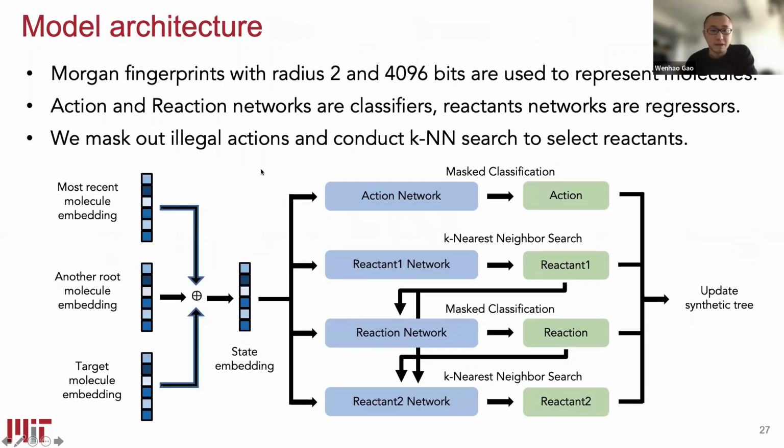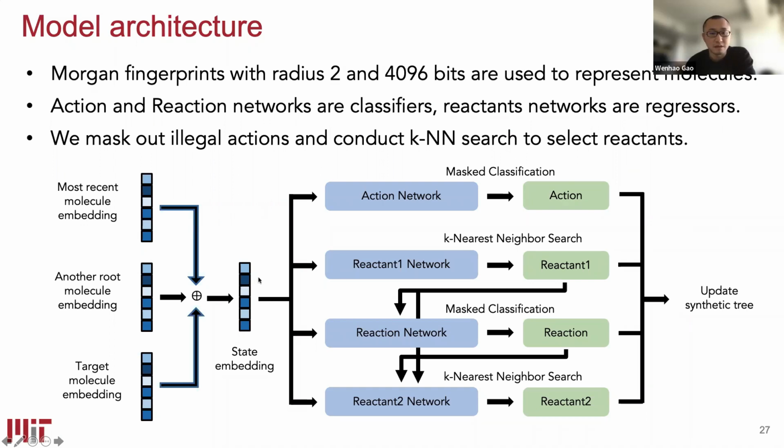Concretely, we use Morgan fingerprints, which is a graph-based representation of the molecular graph, to represent the molecules. Because there will be at most 2 root nodes, and between them there's an order, we can just concatenate the embedding of them, and with the embedding of the target molecule as conditional code. And this forms the state embedding.